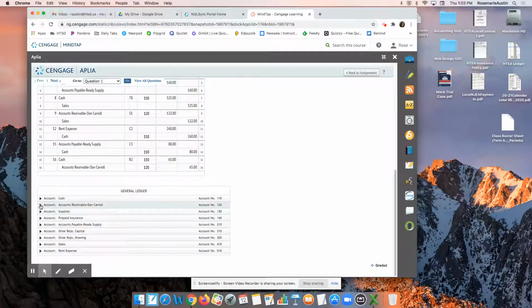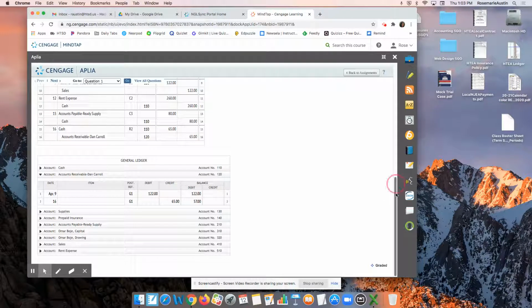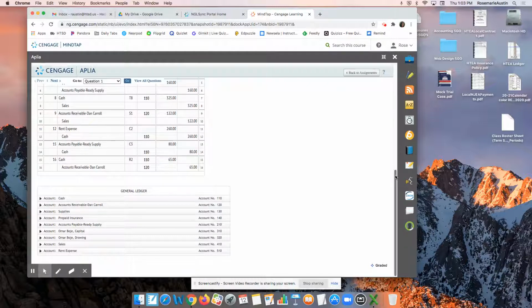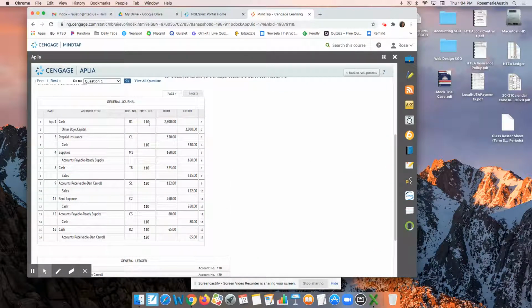We finished the accounts receivable one also in school, so that one's completed. Just remember, after you finish the general ledger, you have to go back up into the journal and place the account numbers right in the post-reference column in the general journal, next to the transaction. For the cash account, we entered 110 in all of those transactions because we posted all of them. And for accounts receivable for Dan Carroll, we entered 120 next to that account in the post-reference column because we posted that.